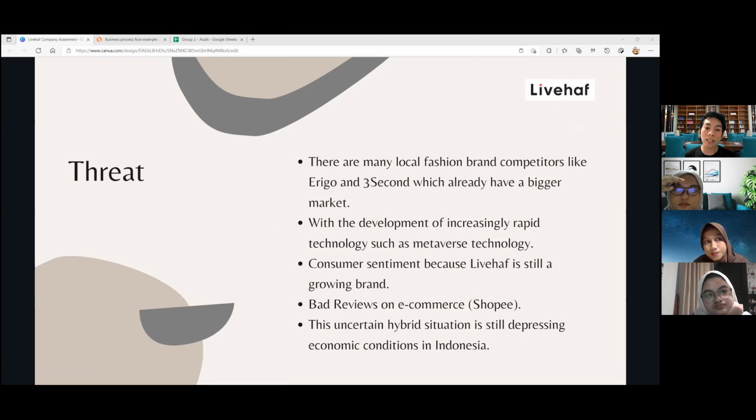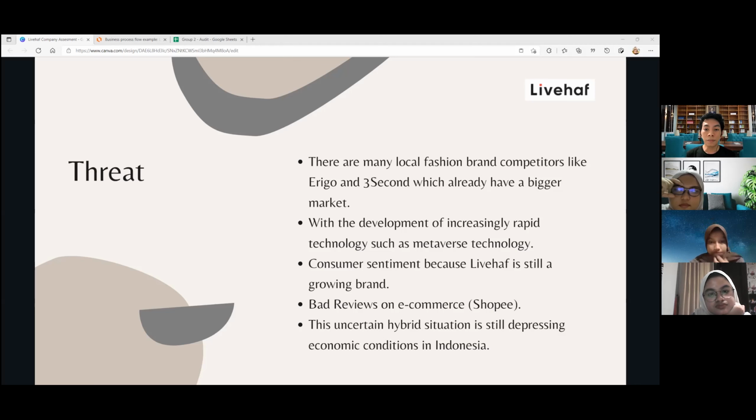And the second is the development of increasingly rapid technology such as metaverse technology. Yeah, that's a threat. You can imagine today many sectors are already in the metaverse, like houses and other accessories we can buy on the metaverse, but it's not real or in physical form, so it will affect people's purchasing power for a real product.